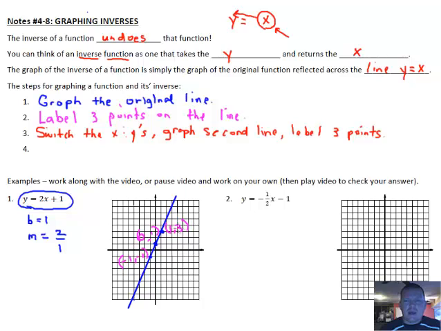Now our third step is to switch the x's and y's from our 3 points that we have, graph the second line, and label those 3 points. So I'm going to switch my (-1, -1), that's still going to be (-1, -1). I'm going to switch the (0, 1) to make it (1, 0). And I'm going to switch the (1, 3) to make it (3, 1). And I'm going to plot those points, (-1, -1), (1, 0), and (3, 1). And now I'm going to draw the line through those 3 points. And there's my line that runs through those 3 points.